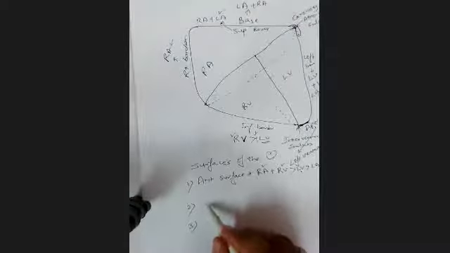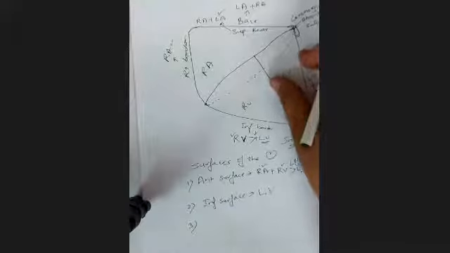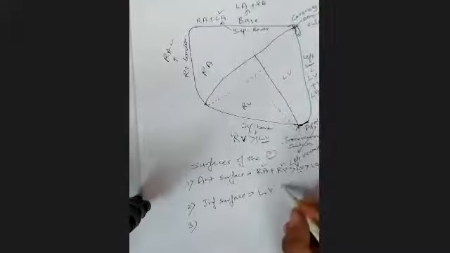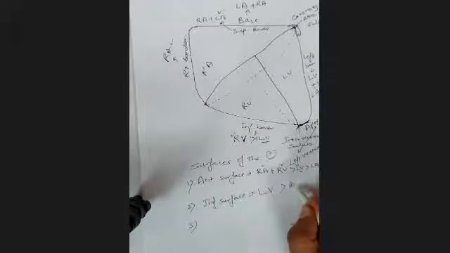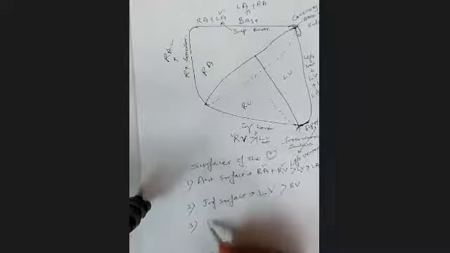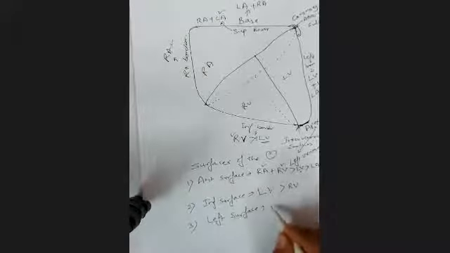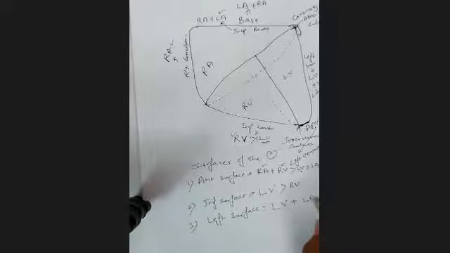Then is the inferior surface. The inferior surface is formed by the left ventricle. This left ventricle, although very less seen on the anterior surface, forms the major part of the inferior surface, along with some part of the right ventricle. The next surface is the left surface, which is again mainly formed by the left ventricle and the left atrium.